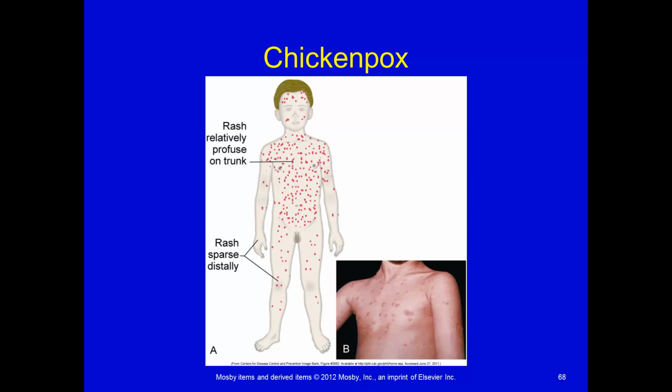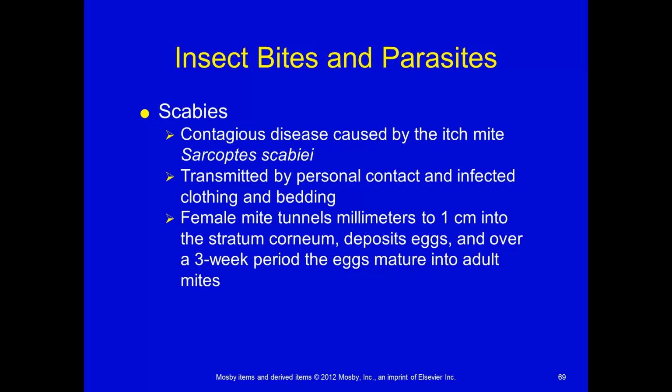All right. Moving on to insect bites and parasites. Let's talk about some insect infestations. Fun. All right, so the first one I'm going to talk about is scabies. This is a contagious disease that's caused by the itch mite. It's transmitted by personal contact, so touch, and also infected clothing and bedding.